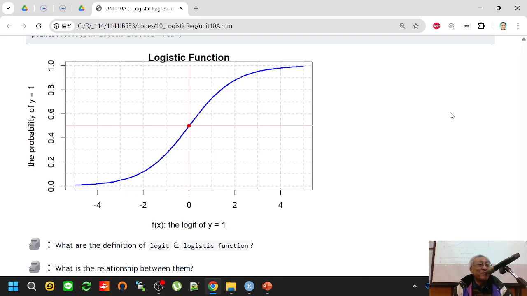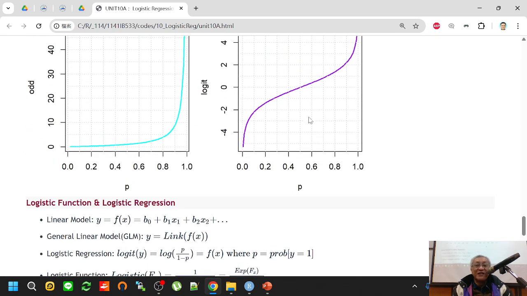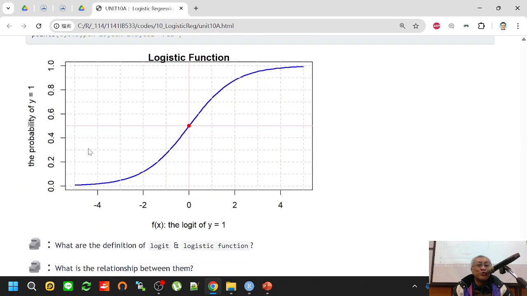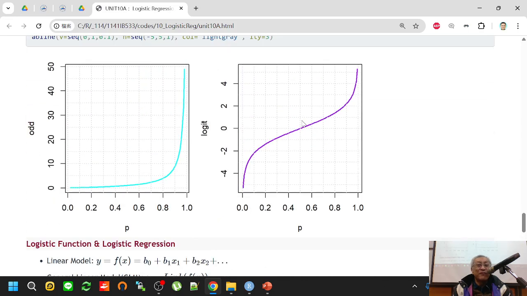Okay. But what we really want is to predict the probability of y equal to 1. And probability has to stay in the range between 0 and 1, right? Probability has to be within 0 and 1, right? So the logistic function actually transforms the logit into probability, okay? So it basically just flips this function.